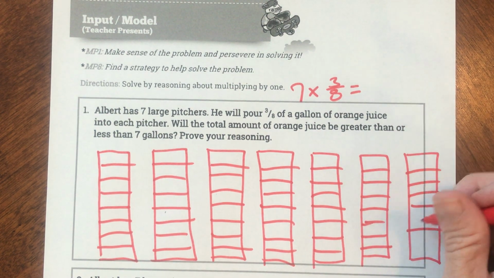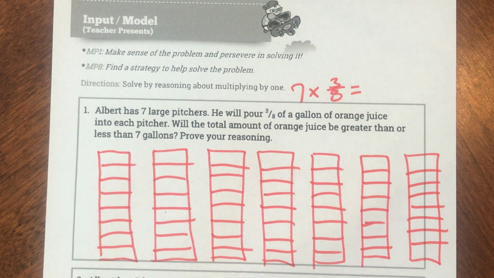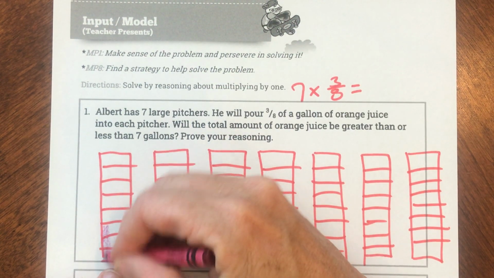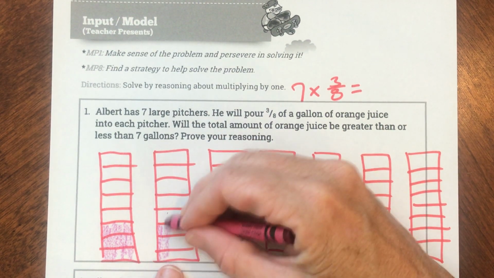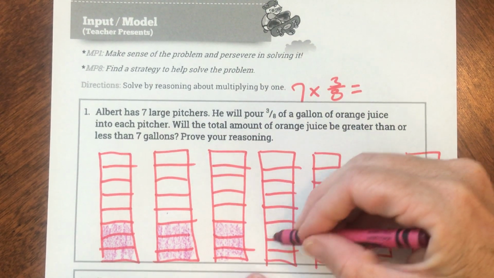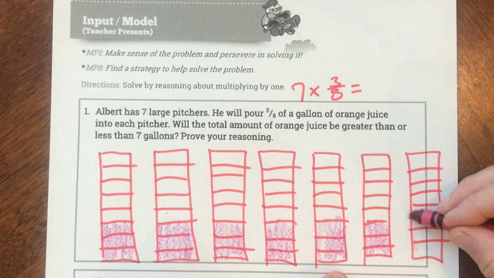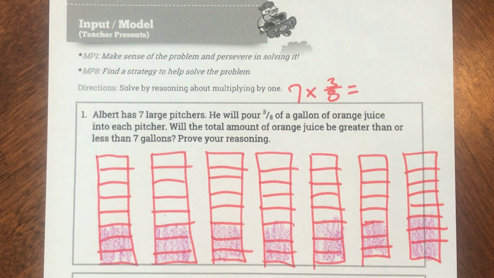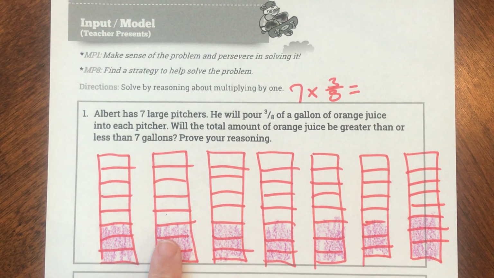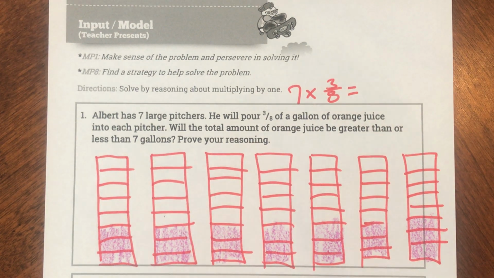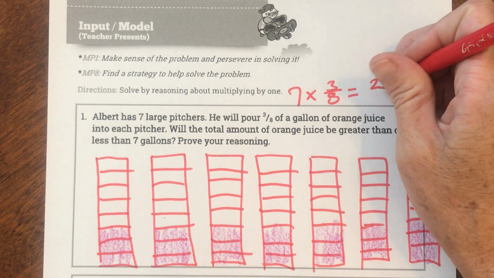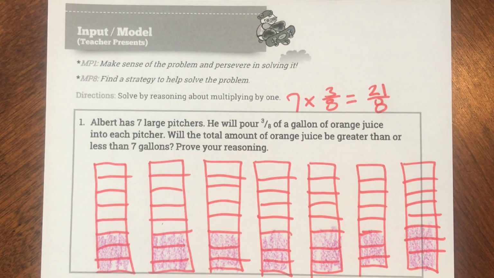So each pitcher now is divided into eighths, and in each pitcher, he's going to pour 3/8 of a gallon of juice. So that's pitcher 1, pitcher 2, pitcher 3, pitcher 4, pitcher 5, pitcher 6, and pitcher 7. Okay, so let's think about this. He has 3/8, 3/8, 3/8, 3/8, 3/8, 3/8, and 3/8. So if I add 3 plus 3 plus 3 plus 3 plus 3 plus 3, that's going to give me 21/8.